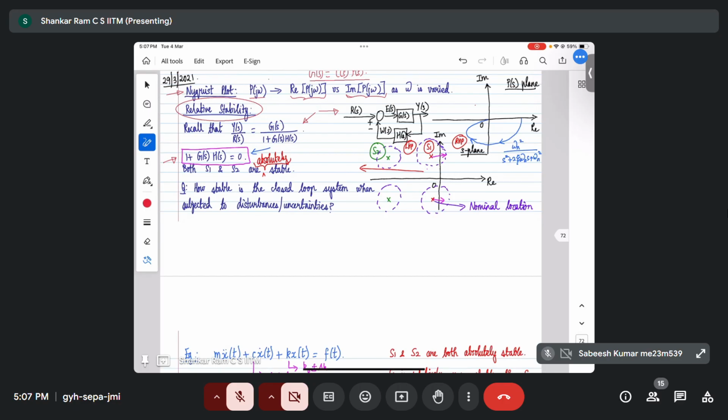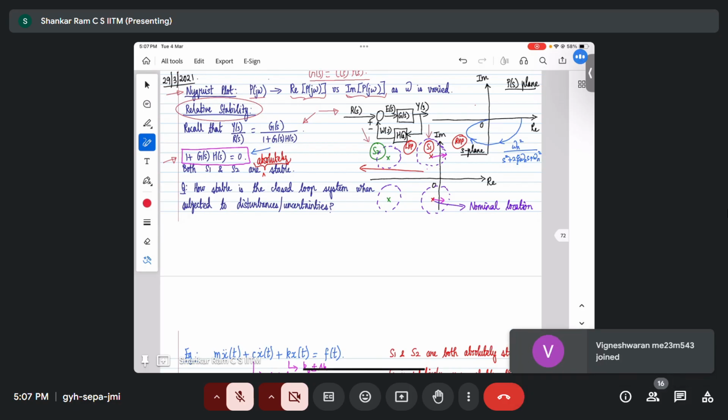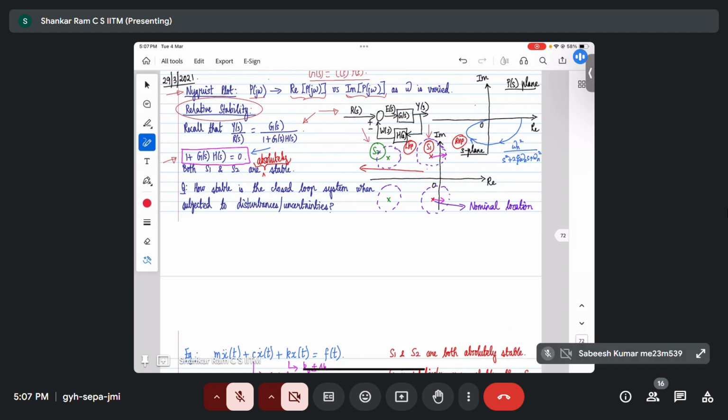Now, if you plot the S plane, we know that the S plane is divided into the LHP and the RHP. Suppose we consider two systems: system S1, whose poles are at this location, and system S2, whose poles are here. Both systems are stable, because, as we immediately realize, for both systems the poles are in the left half of the complex plane. So stability is assured.